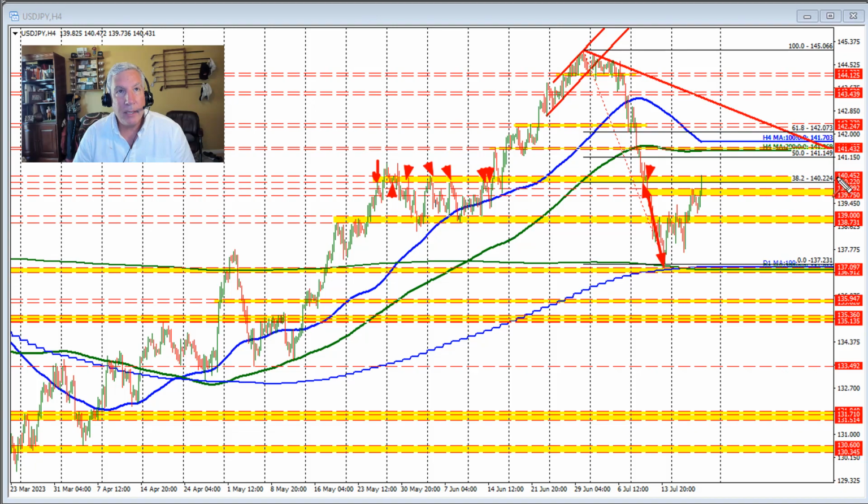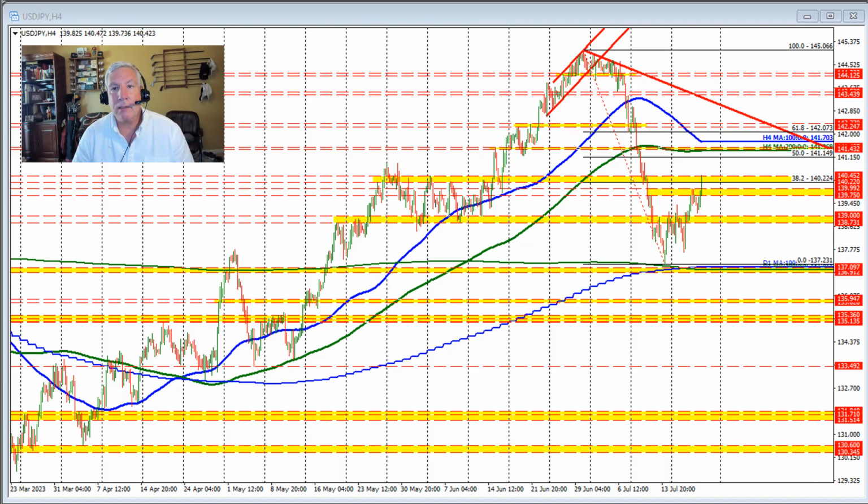Now we're up testing the 140.45 level. A move above that level opens the door, why not, for the 50% retracement at 141.149 for the dollar versus yen? So buyers remain in control. Watching the 38.2% retracement now at 140.22 as close support in that currency pair.